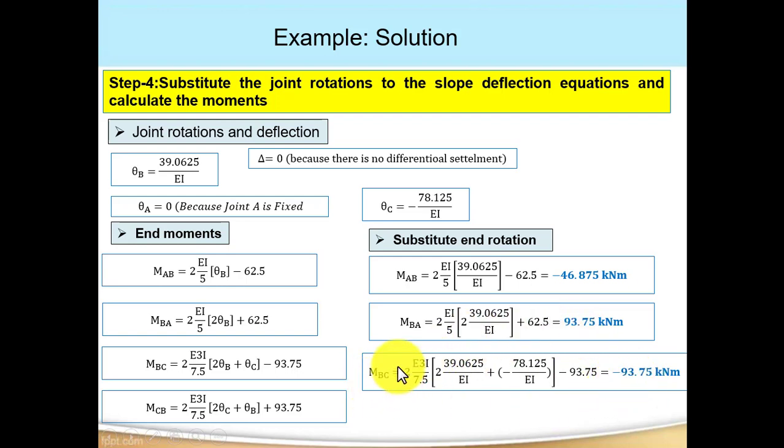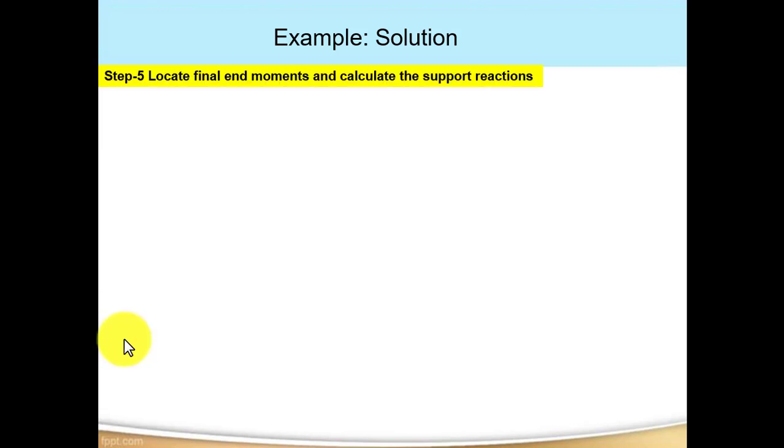Remember here MBC and MBA must be the same magnitude and opposite in direction. Okay, therefore finally MCB equals 0. Now we have calculated the end moments. Finally, once we have the end moments, by calculating the support reactions we can draw the shear force and bending moment diagram. Therefore, step 5: locate final end moments and calculate support reactions.